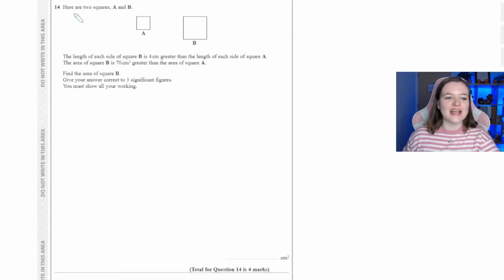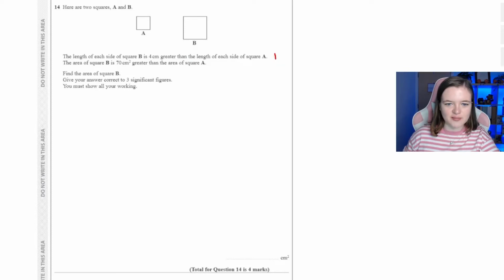Question 14. Here are two squares, A and B. The length of each side of square B is 4 centimetres greater than the length of square A. The area of square B is 70 square centimetres greater than the area of square A. Find the area of square B. Give your answer correct to 3 significant figures. Okie dokie then. What a load of words.